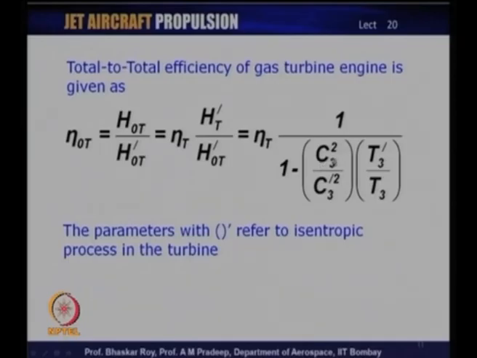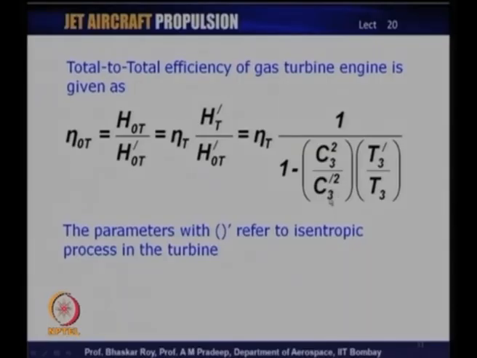And these are again expressed in terms of the parameters we just talked about, the C 3 square divided by C 3 prime square multiplied by T 3 prime by T 3. Now, these prime parameters that we are mentioning here are all the isentropic parameters, that means referring to the isentropic process or the ideal process in the turbines. So, the flow as it goes through the turbines, if it is assumed that the flow is purely isentropic, you would get one value of T 3 prime, and correspondingly you will get a value of C 3 prime.